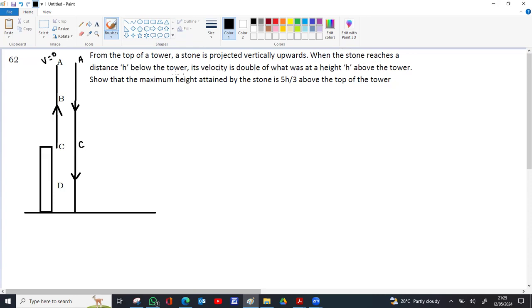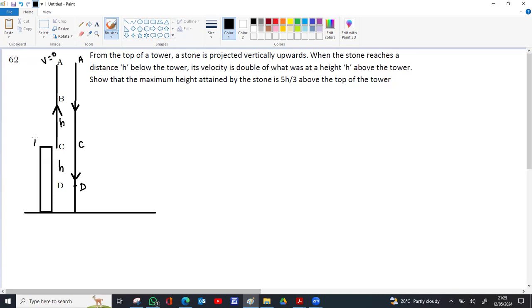When the stone reaches a distance h below the tower, C to D can be taken as h. CD is h, so it is reaching h below the height of the tower. Its velocity is double of what it was at a height h above the tower. So C to B also can be taken as h.